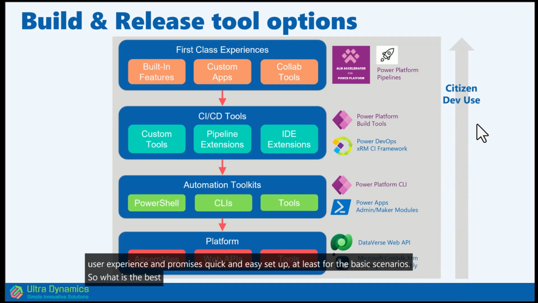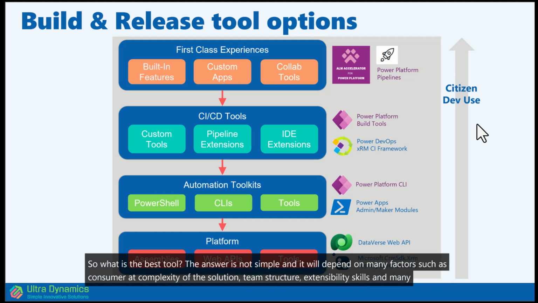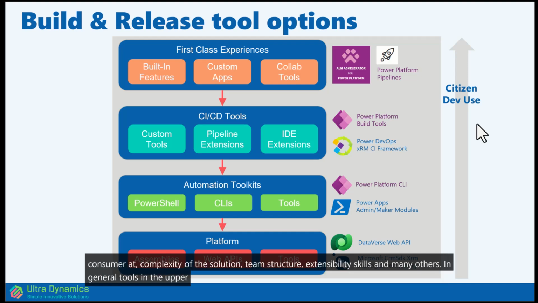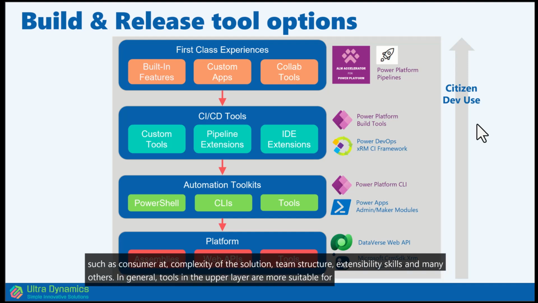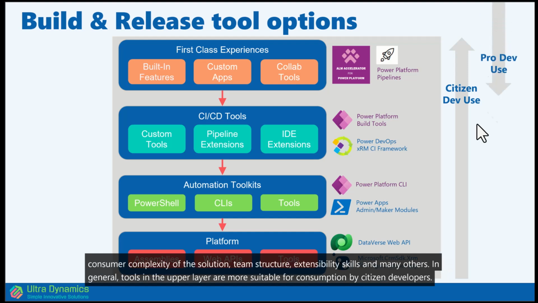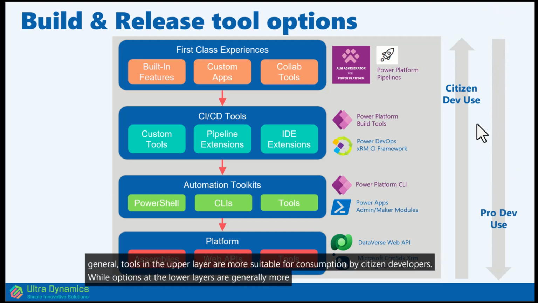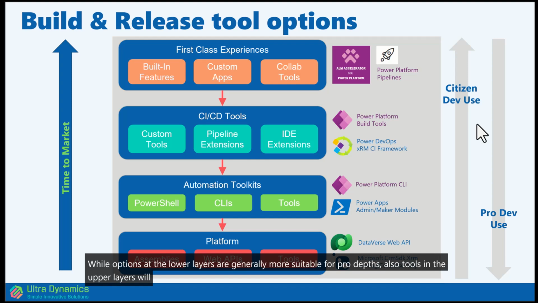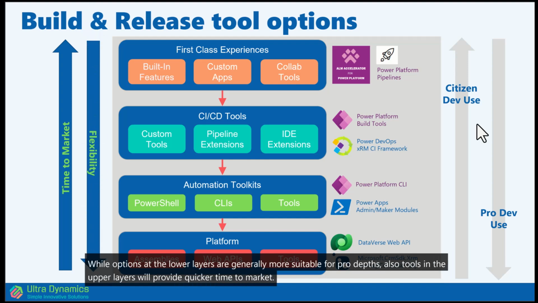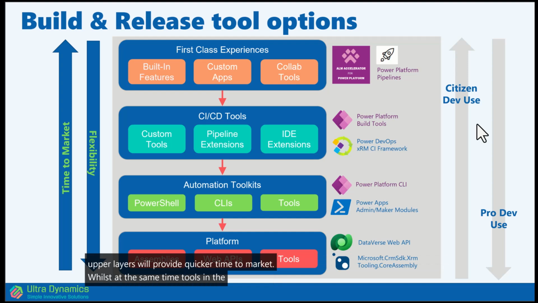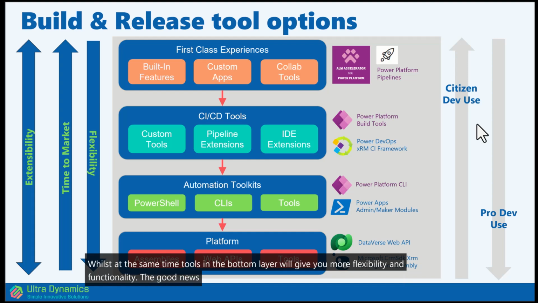Well, the answer is not simple, and it will depend on many factors such as consumer, the complexity of the solution, team structure, extensibility, skills, and many others. In general, tools in the upper layer are more suitable for consumption by citizen developers, while options at the lower layers are generally more suitable for pro devs. Also, tools in the upper layers will provide quicker time to market, whilst at the same time, tools in the bottom layer will give you more flexibility and functionality. The good news is that all layers are extensible.